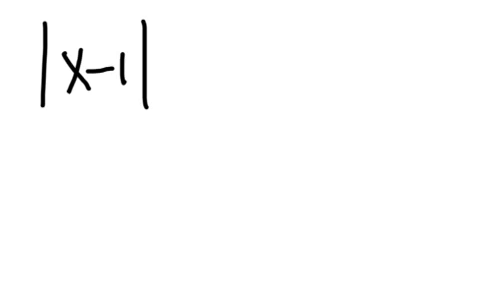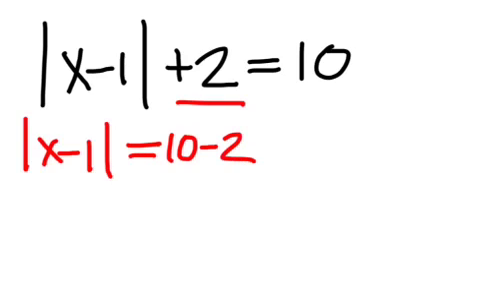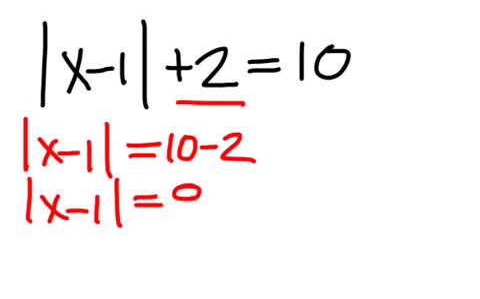Your next problem is the absolute value of x minus 1, close the absolute value, plus 2 equals 10. You have an expression in the absolute value, but you still solve it the same way. Your first step is to move that plus 2 over to the right side and be left with x minus 1 absolute value on the left, and on the right 10 minus 2. Of course, 10 minus 2 is going to be 8.